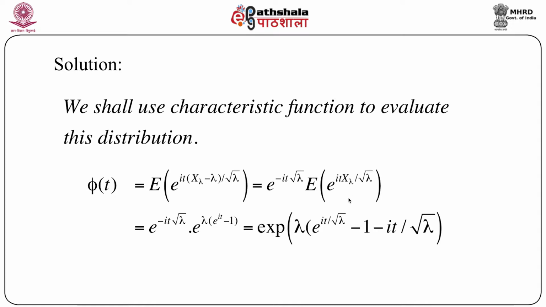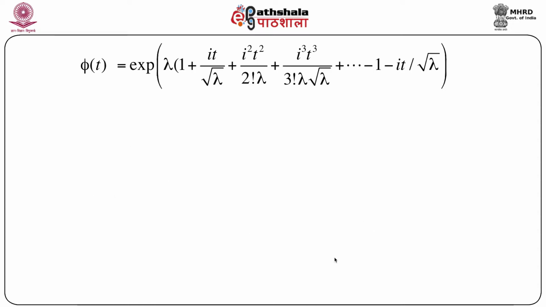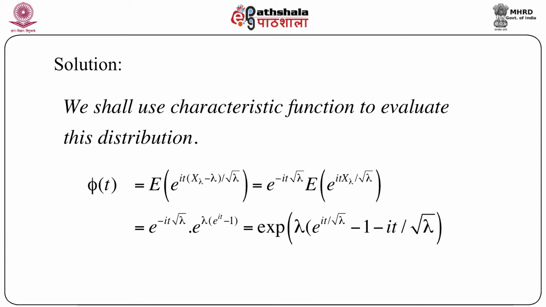Now if we replace t by t over square root of lambda, and a little bit of manipulation will give us this expression of the characteristic function, which we can simplify to exponential of lambda times (e to the power it by square root of lambda minus 1) minus it by square root of lambda. Now we want to find out this expression as lambda goes to infinity.